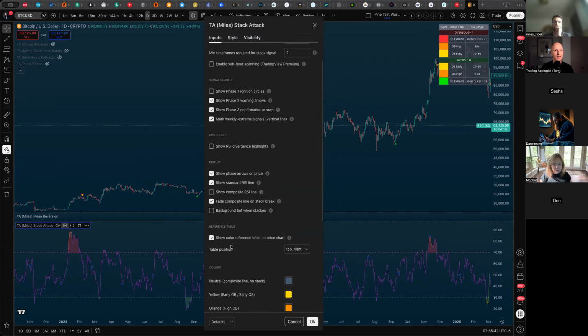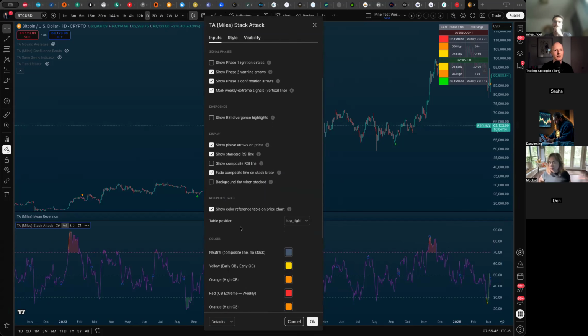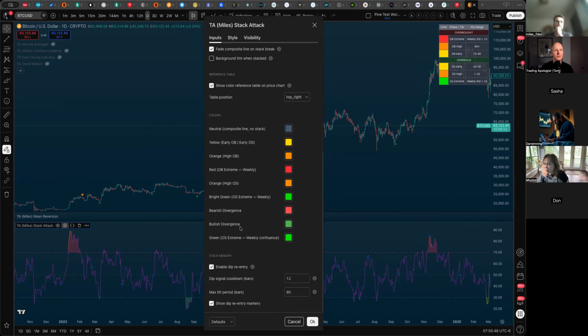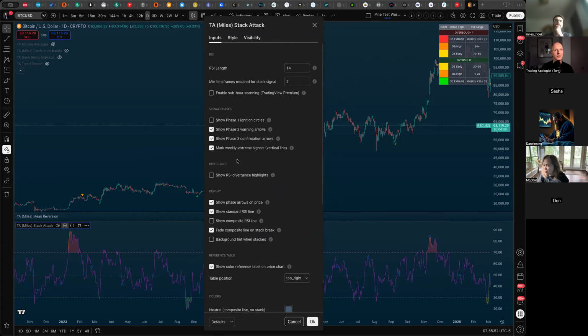And then there was a weekly weighting. Where did I put that? Too many options here. Enable, show dip reentry, show RSI divergence. Oh, that is one thing. It's not completely perfect, and I might need your help with this still. I put in a show RSI divergence just to sharpen this up.